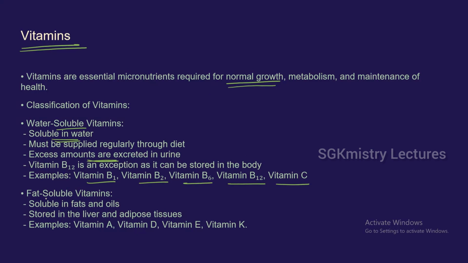Okay. Next, fat-soluble vitamins. So they are soluble in fats and oils, and they are stored in the liver as well as adipose tissue. So example, ADEK. So you can just remember these fat soluble vitamins, ADEK. So the other ones, especially the B and C, and the variants in B, that is B1, B2, B6, B12, all these are water-soluble vitamins.